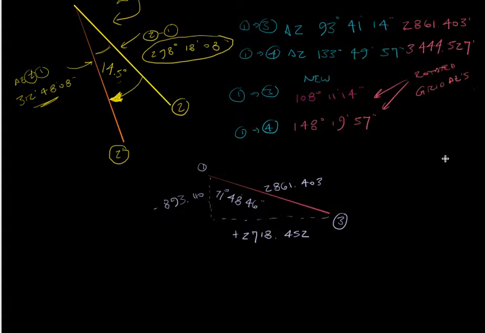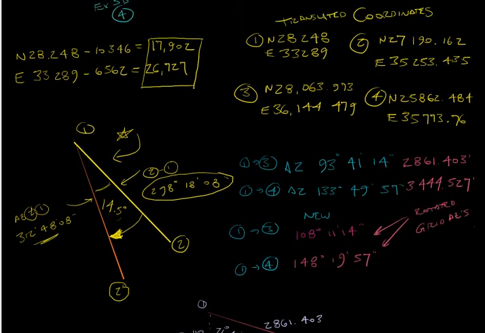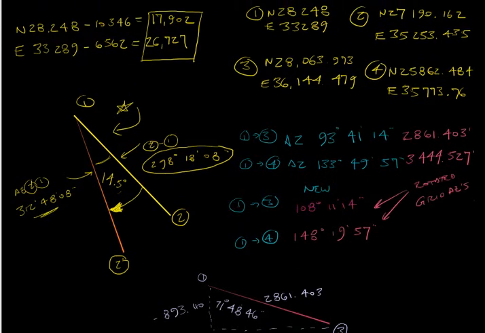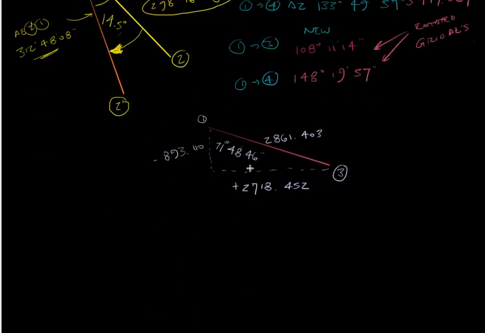Alright, so now you want to take your coordinates to point 1, and the northing is 28,248, minus, I'm sorry, northing minus 893.110. And that is equal to 27,354.890.